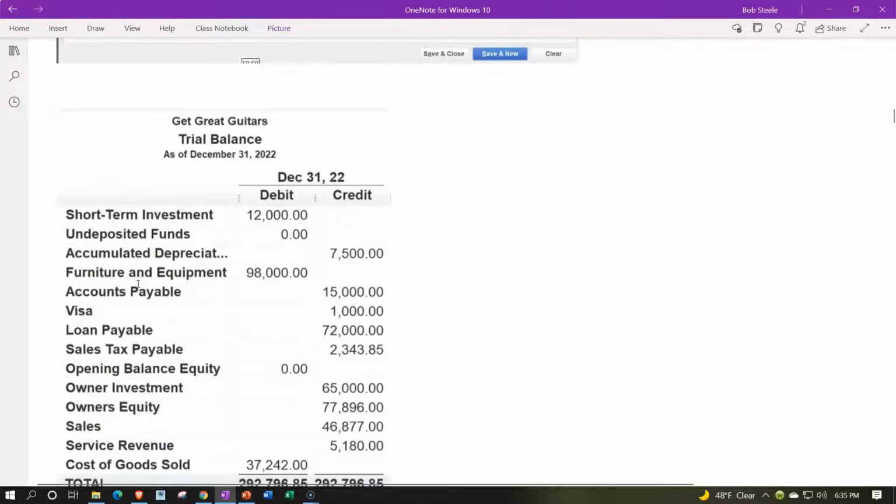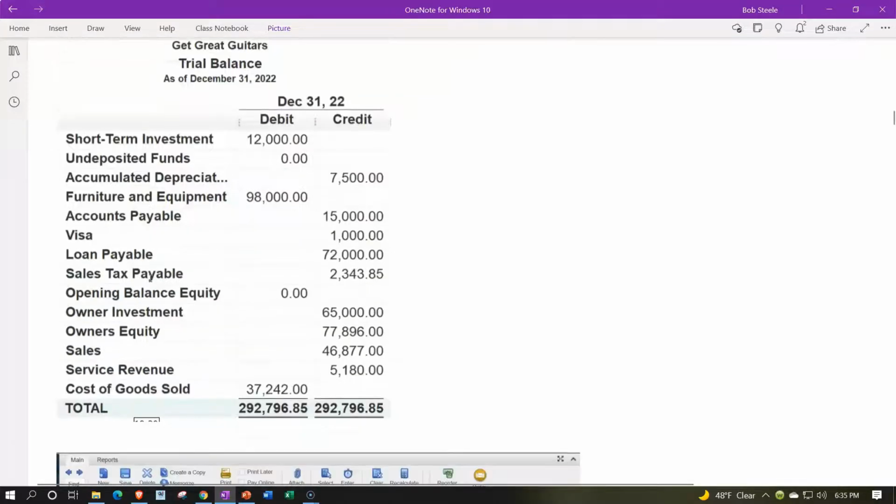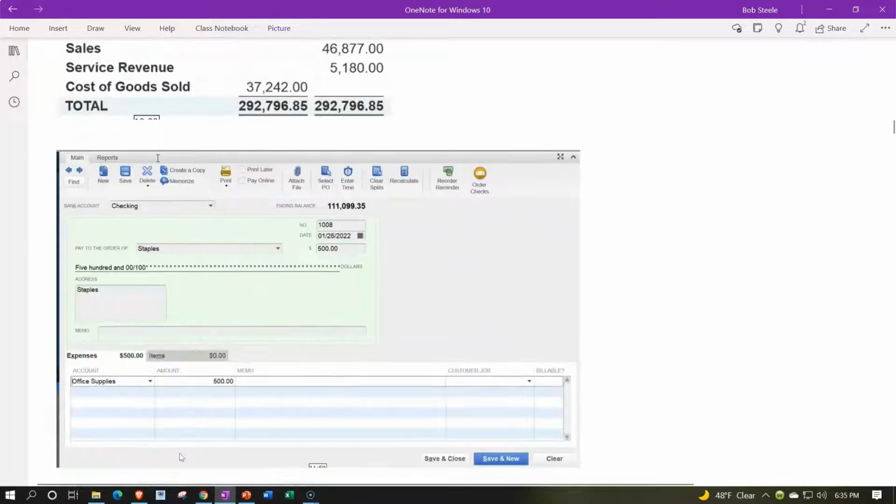If we record that, then we're going to see the checking account will go down. The other side is going to go into the prepaid asset of prepaid insurance, which we don't see here because we're too far down on the trial balance. But let's go to the next one. We're going to write another check here, going to Staples. We're going to say this is for office supplies.